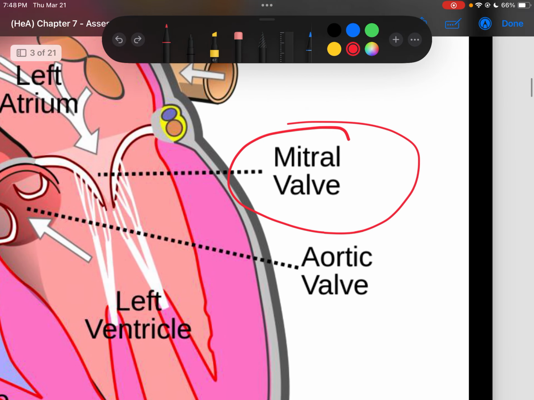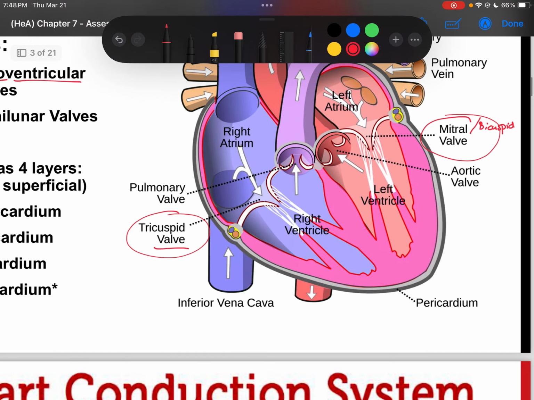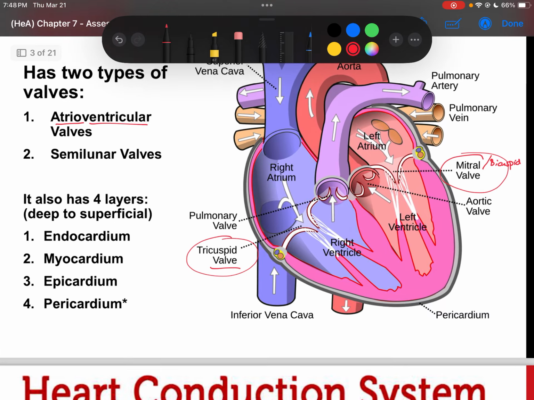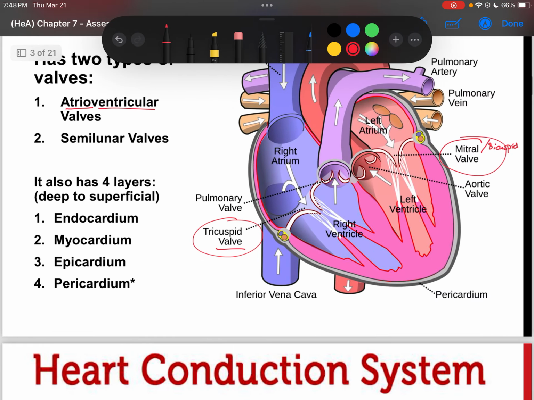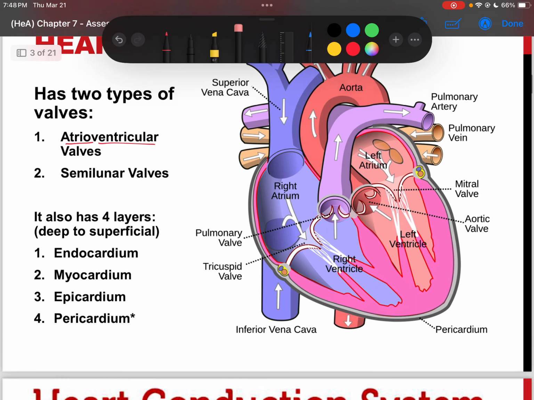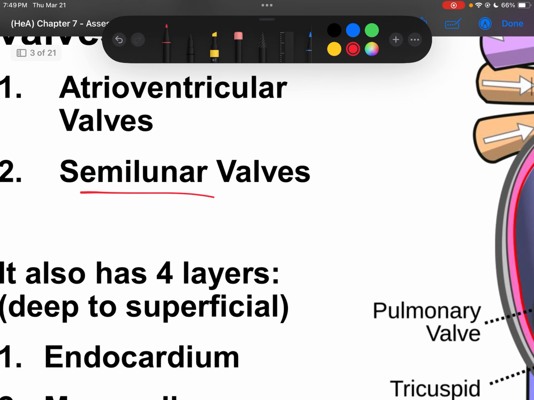The mitral valve is also known as your bicuspid valve. Bicuspid valve. As I've said, the valves prevent backflow. Backflow again.